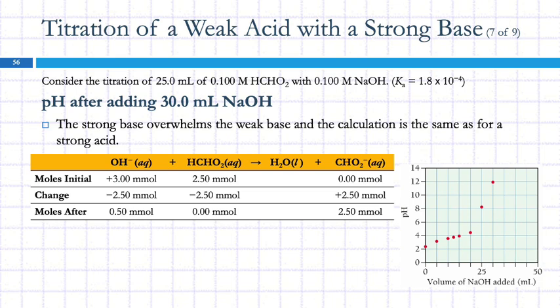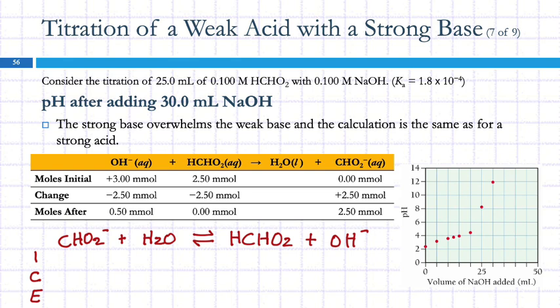So what do we do now? We have a solution of hydroxide and weak base. We need to do an ice table for the weak base. So we've got our weak base, CHO2 minus. In water, will be in equilibrium with the acid and hydroxide. Initial, change, equilibrium. Well, CHO2 minus, that's 2.5 millimoles.